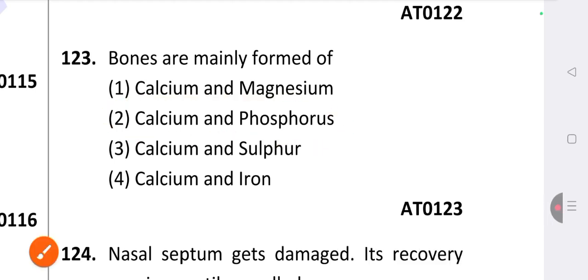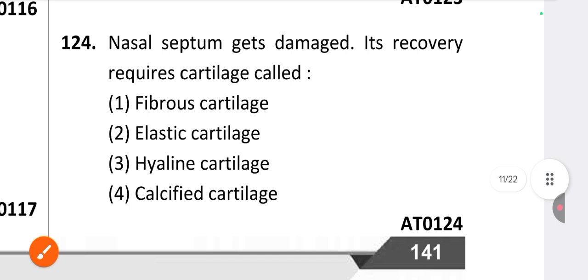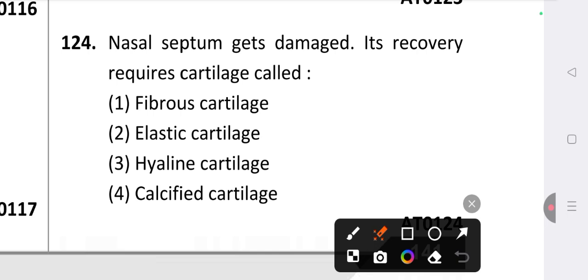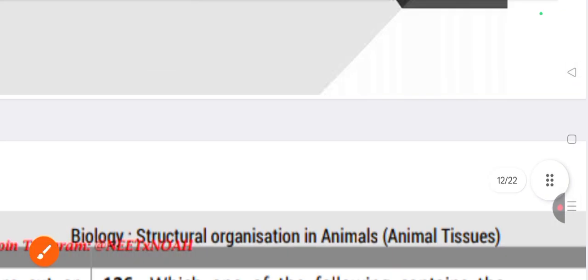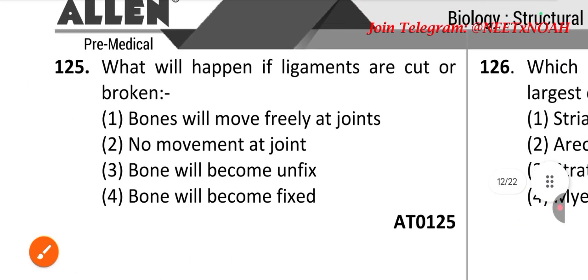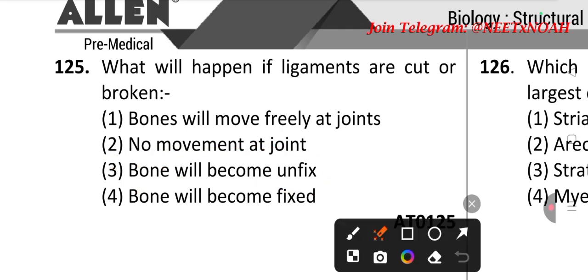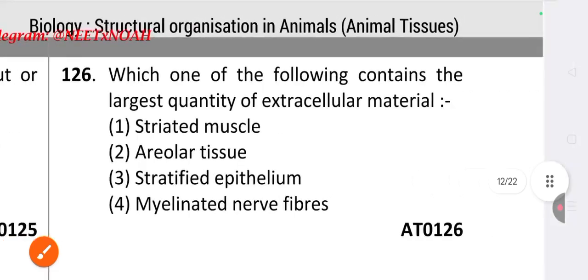Next, 124: nasal septum gets damaged, its recovery requires cartilage called. So if the nasal septum is damaged, what cartilage is required? It requires hyaline cartilage. Next, 125, last question: what will happen if ligaments are cut or broken? So if ligaments are broken, then bones will become unflexed.